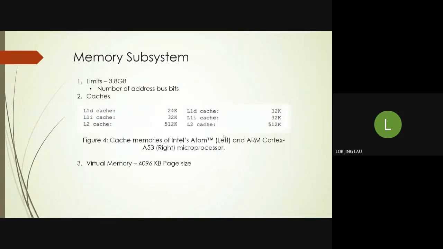In terms of the memory subsystem, we don't actually have much difference. For the limits, we have 3.8 gigabytes, which is the same between the two processors. That's determined by the number of address bus bits, because if we increase it, we increase the data size that we can facilitate in the RAM and microprocessor. For the cache, on the left-hand side is the Intel and on the right-hand side is the Atom. L1D stands for layer one data, and L1I stands for layer one instruction. Overall, there's not much difference.